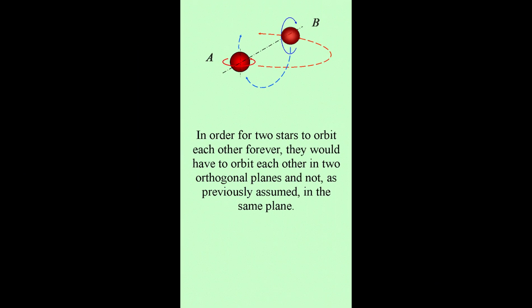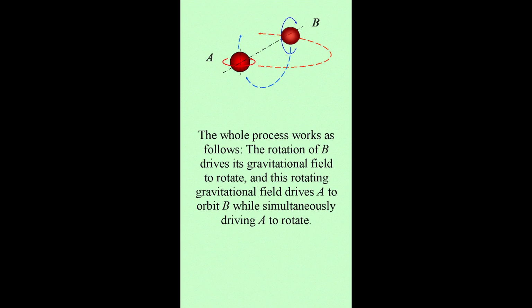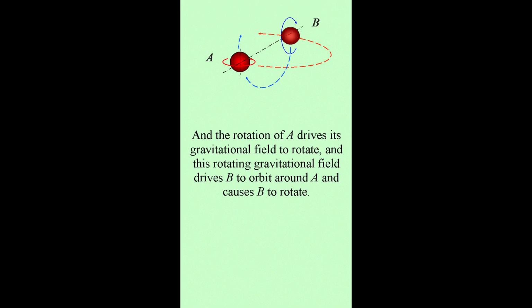In order for two stars to orbit each other forever, they would have to orbit each other in two orthogonal planes and not, as previously assumed, in the same plane. The whole process works as follows: the rotation of B drives its gravitational field to rotate, and this rotating gravitational field drives A to orbit B while simultaneously driving A to rotate. And the rotation of A drives its gravitational field to rotate, and this rotating gravitational field drives B to orbit around A and causes B to rotate.